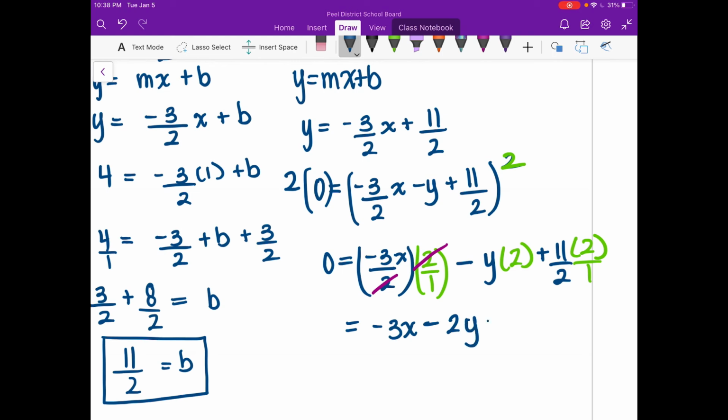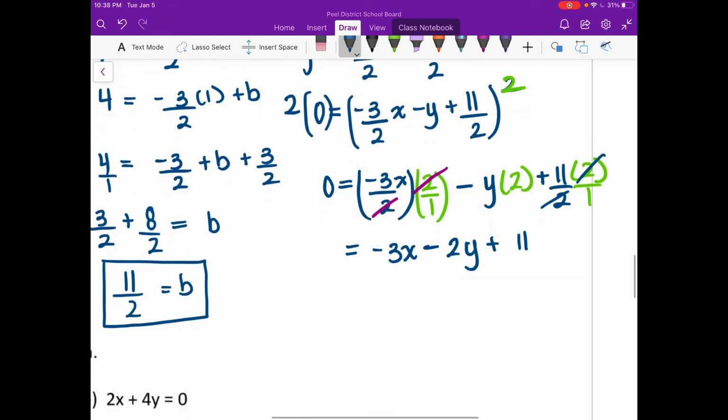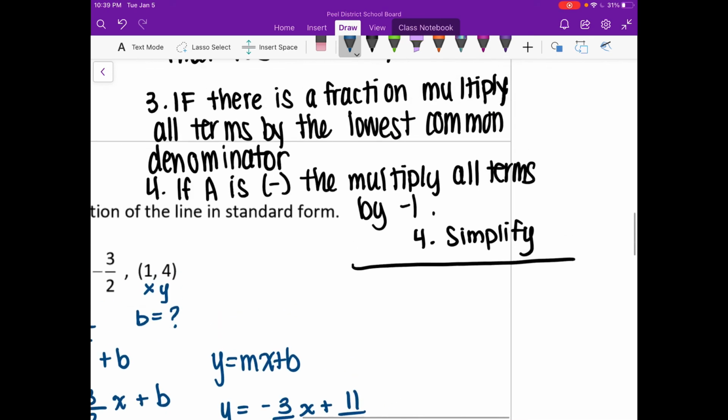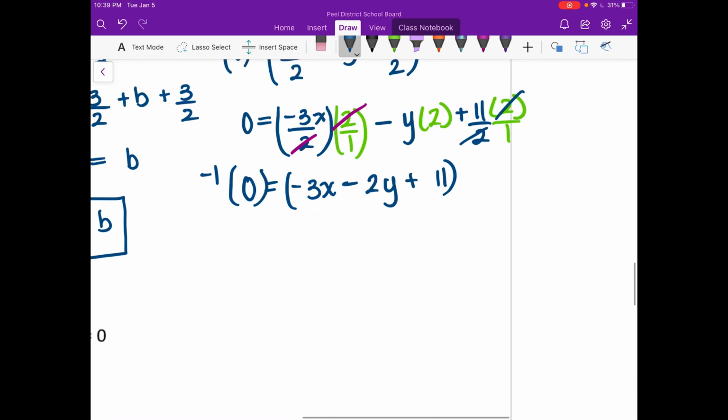2y plus, these two cancel each other out, so I'm left with 11. Right? Now, my second problem is that this is negative, so I got to multiply everything by negative 1 now. Because according to this, if you have a negative a, multiply all terms by negative 1. So let's multiply everything by negative 1.